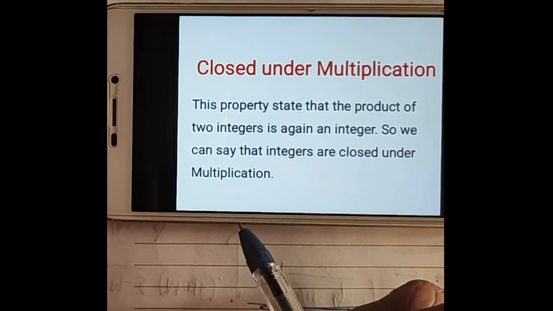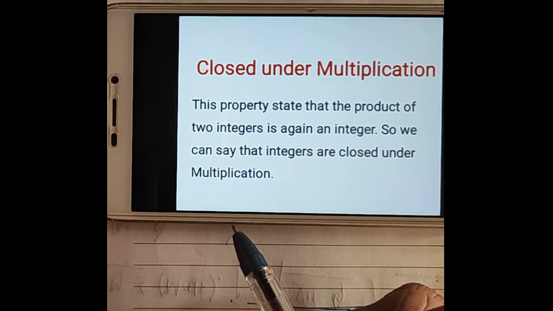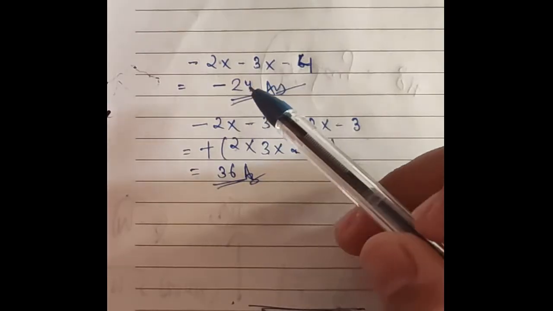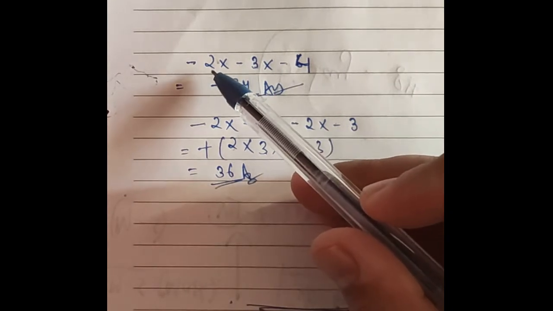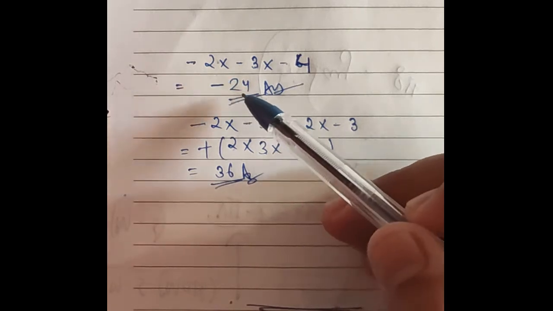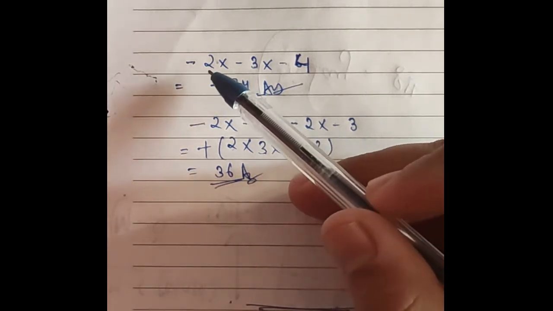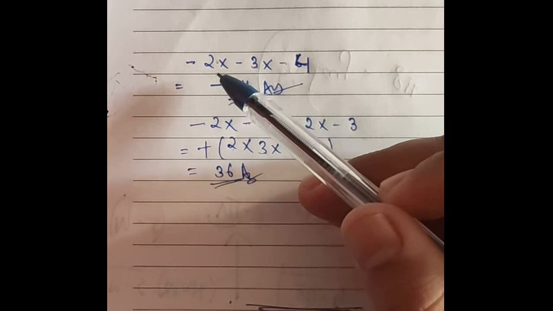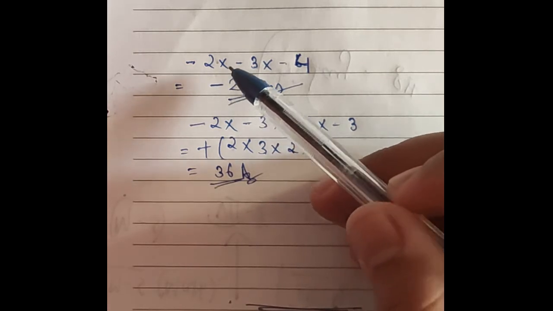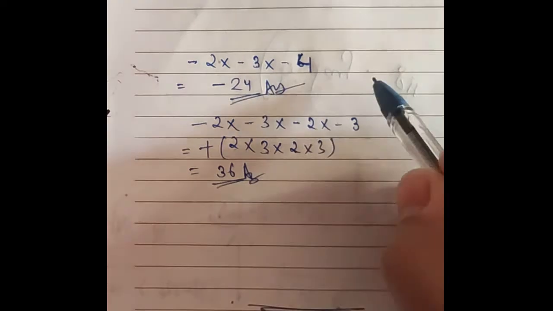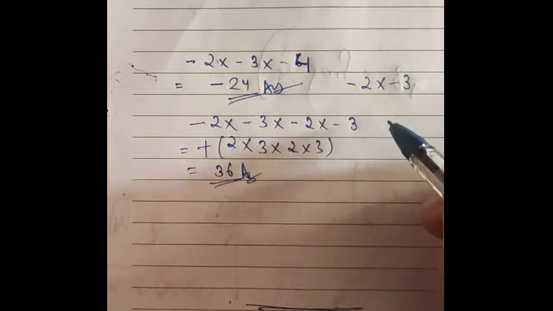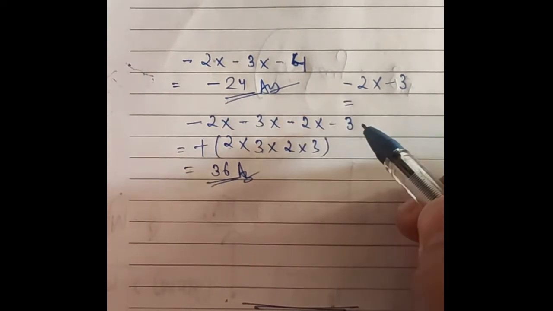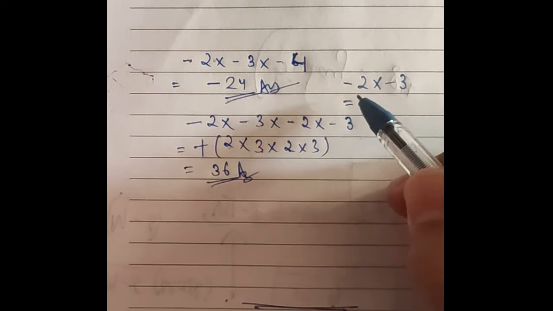Let us have a look at an example to understand closure under multiplication. I'm taking the previous example which we solved with three or more negative integers. When we multiply, what will be the result? Closure under multiplication states that the product of two integers, or two or more, is again an integer. Say you have minus 2 into minus 3. Both are integers, right? I have explained what an integer is. Till now you should be clear with that concept.